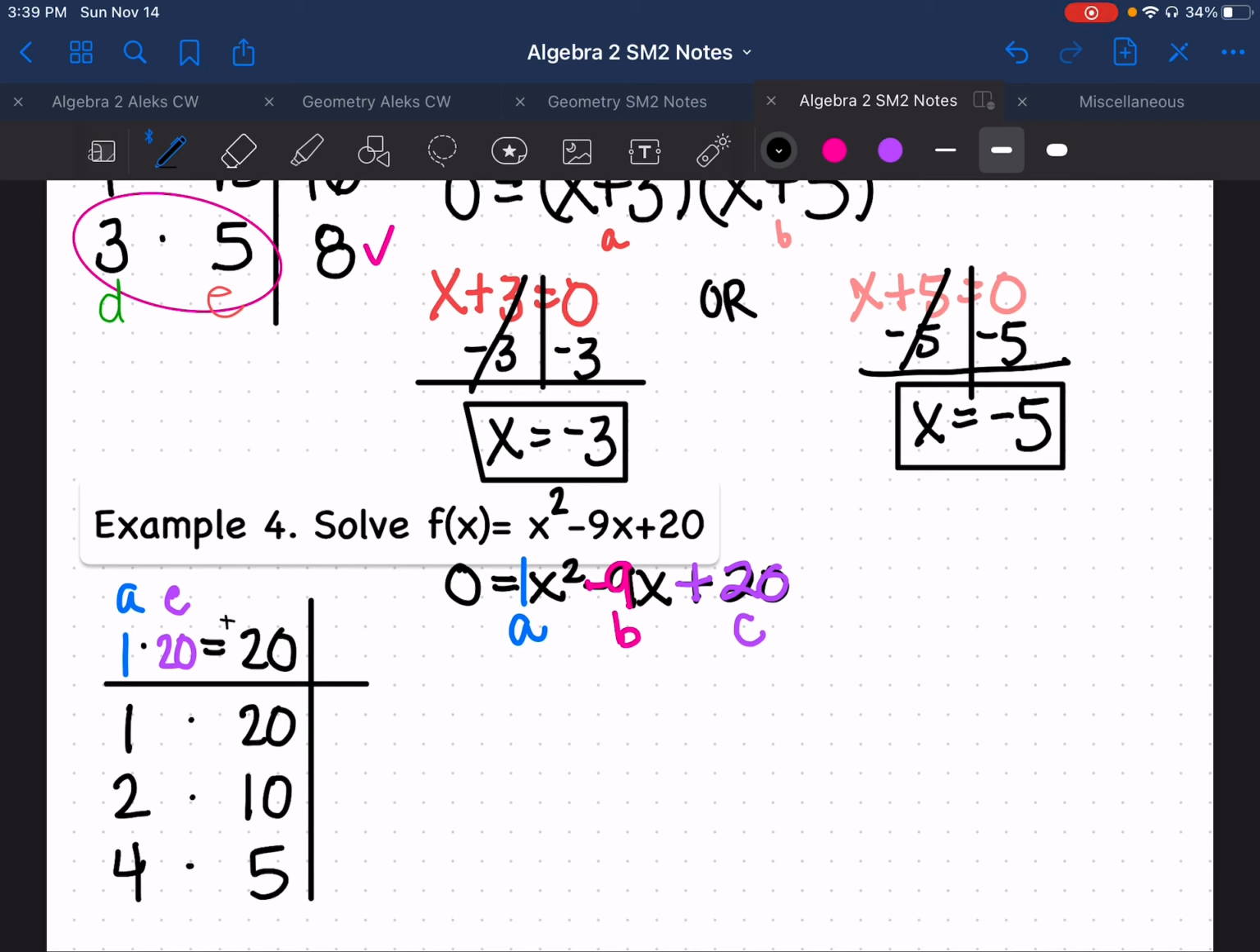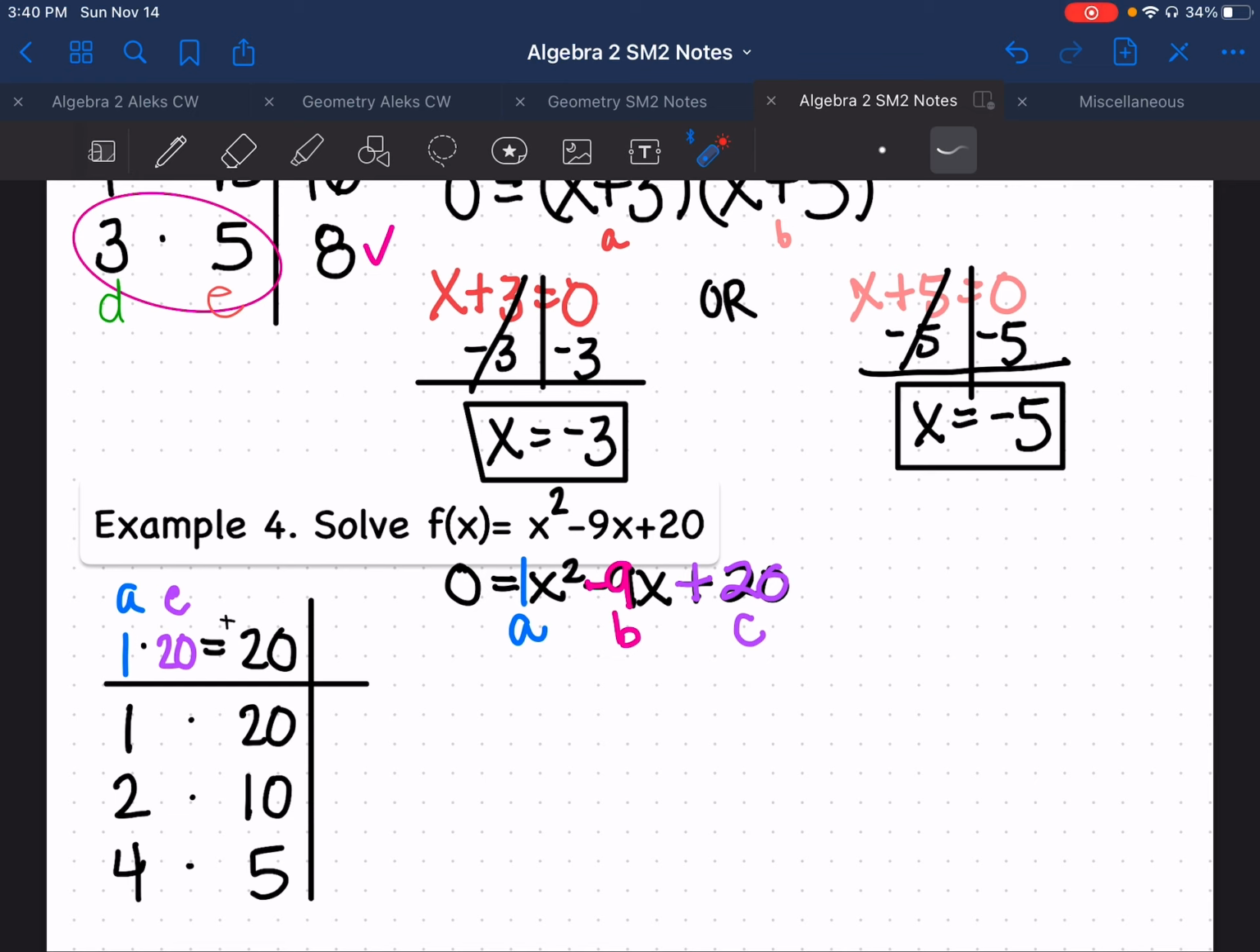Now, I know this seems crazy to think of, but I always start with 1, then I go to 2, then I check 3, then I check 4, then I check 5, then I check 6, and I just keep going until I get that repeat.